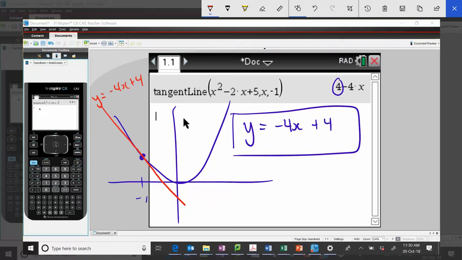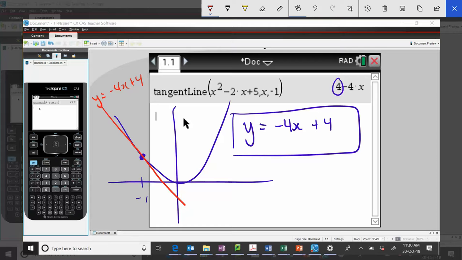You've just said some quadratic equation at x equals negative 1, find the gradient, and you found the gradient is negative 4. You did it by hand, and then once you get that, find the coordinates to find c. That's the equation that they've given you.